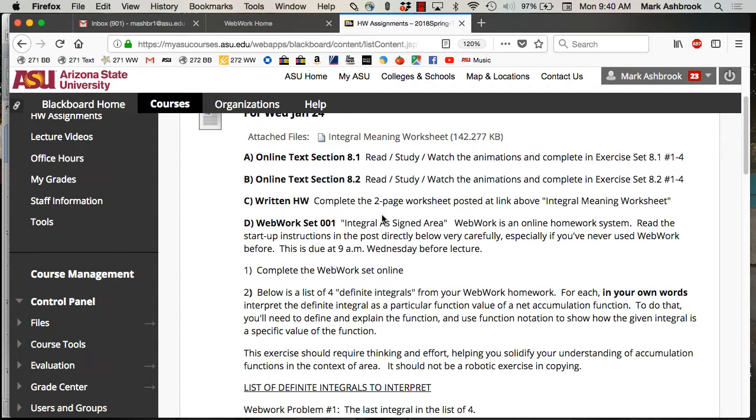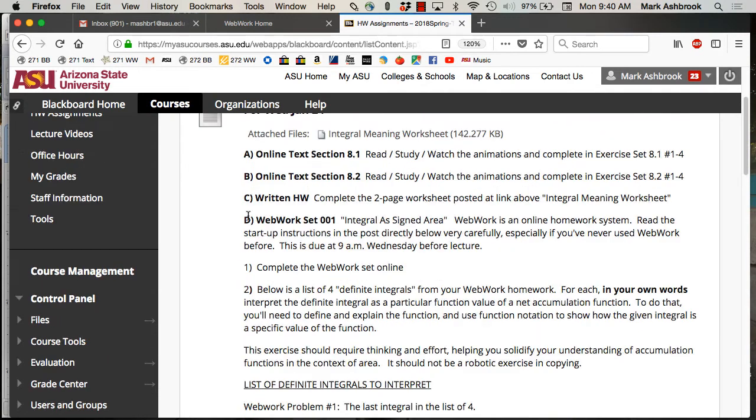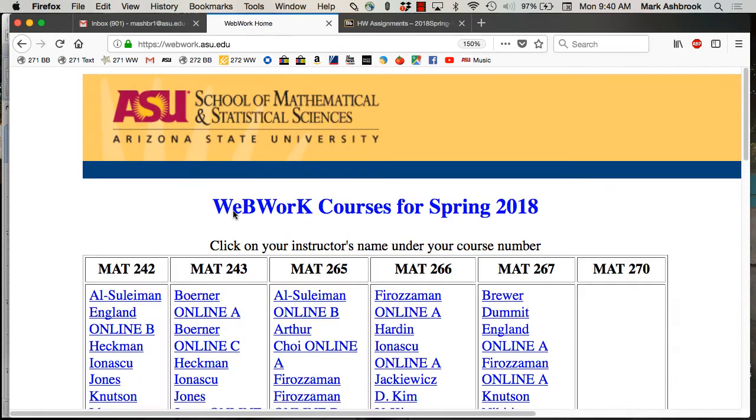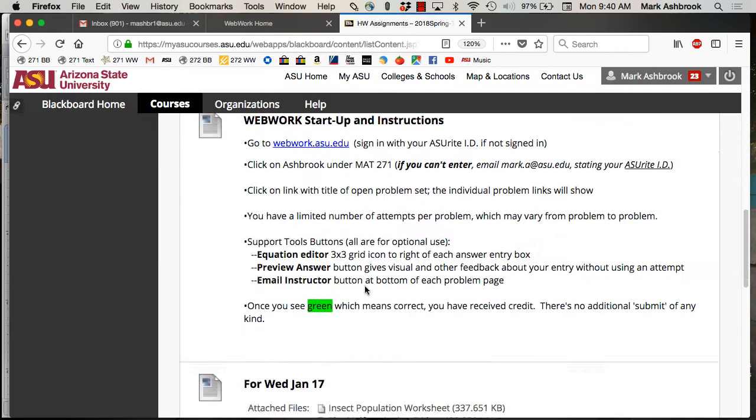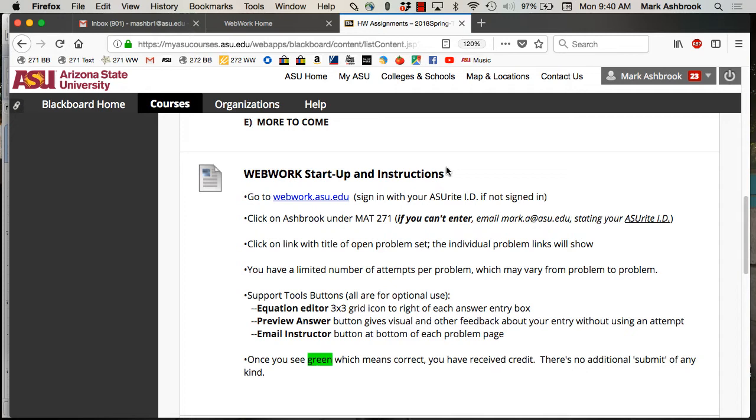So the last thing that I added was, here and there, we're going to use the online homework system called WebWork. So that's part D. Let's just take a look at that real quick. Right below Wednesday's homework post is the startup instructions for WebWork. This is just the very minimal you'll need to get started.